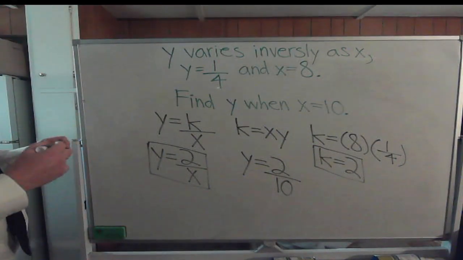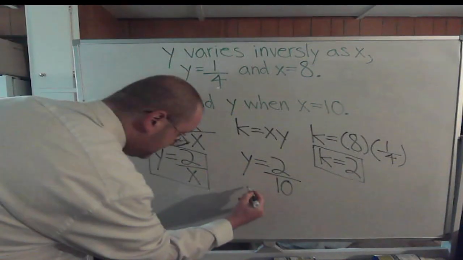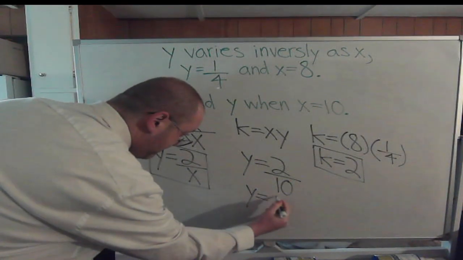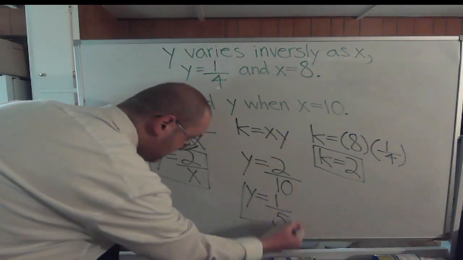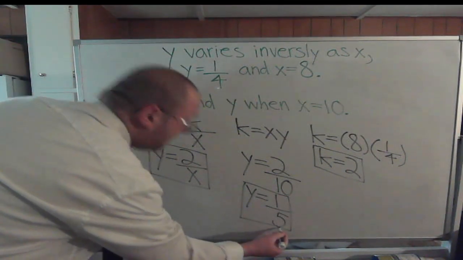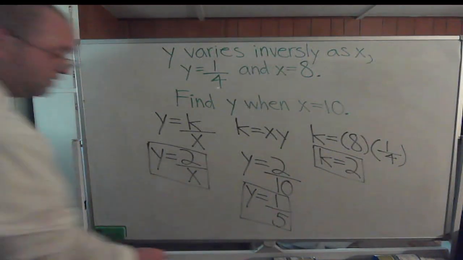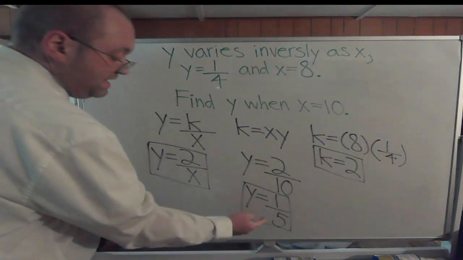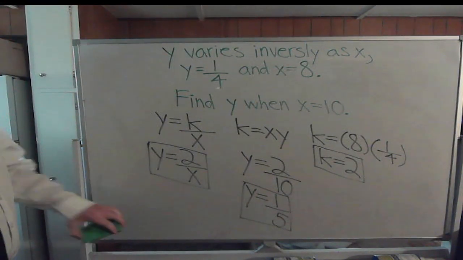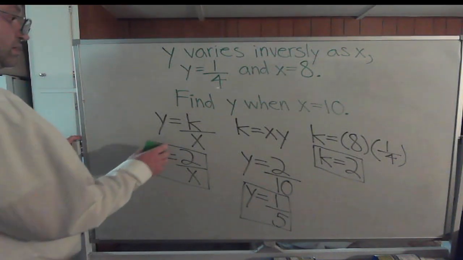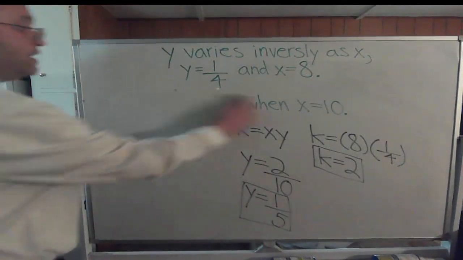Well, all we have now is y equals 2/10, which we know reduces to 1/5. So when x is 10, y equals 1/5. That would be the answer. When x is 10, y is 1/5. I got 2 more problems here.